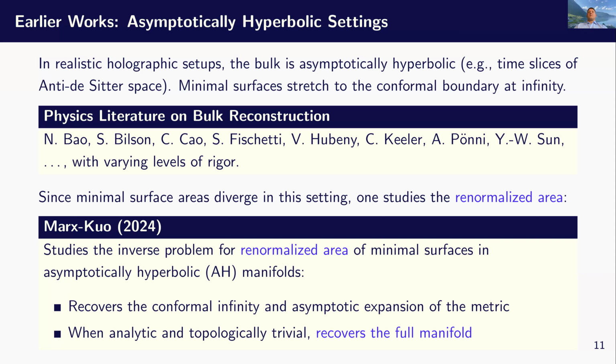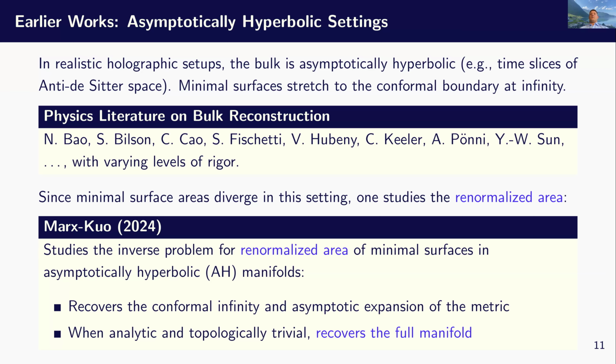Physics literature on this bulk reconstruction is the physics term for this generalized boundary rigidity. Here are just a few, there are a lot of others, by Ning Bao, Samuel Wilson, Junjun Kao, Sebastian Fischetti, Veronica Hughes, Cynthia Keeler, Arttu Pönni, Javensun, if I remember correctly. These are varying levels of rigor. And let me also mention that the physicists are already quite far into business in the sense that they try to use machine learning for this bulk reconstruction. Okay, so those are the physics results.